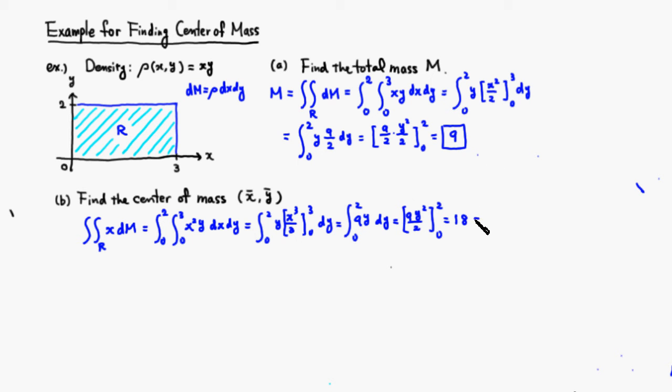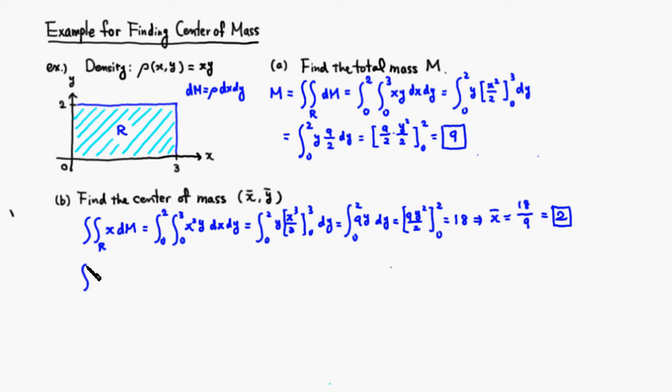So we know that x bar is going to be 18, which is what we got, and then we still have to divide through by the total mass, which is 9. So x bar is going to be 2. And y bar is the same way. We can compute y bar in a very similar manner.